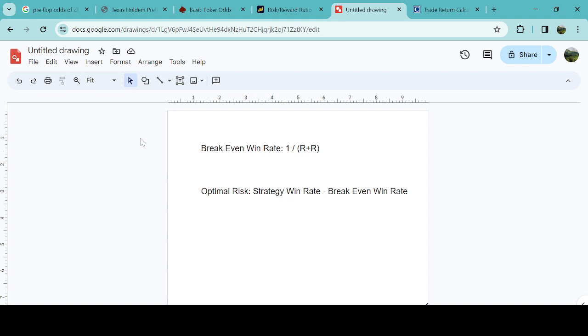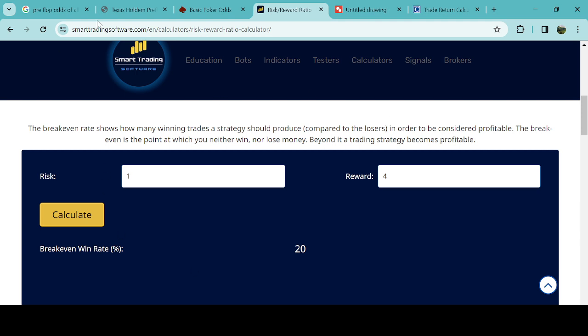Here's the formula. You first have to figure out the break-even win rate of your strategy. It's pretty simple. You add the risk and the reward, you take one and divide it by that. You can also use this website and it'll do it for you, but it's a pretty simple formula. Let's say you have a 1 to 4. The break even of a 4 reward, 1 risk is 20%.